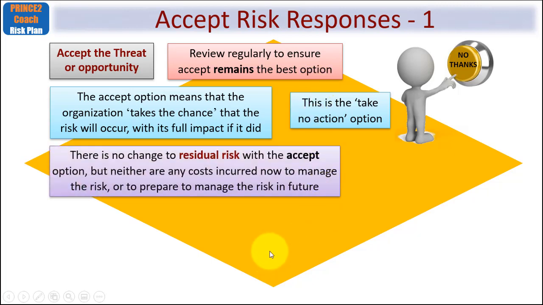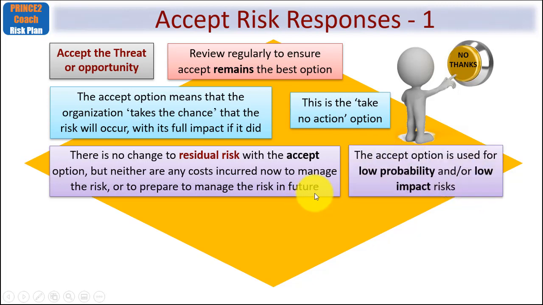Now, there is no change, of course, to residual risk, since you're doing nothing. However, neither are any costs incurred now to manage the risk or to prepare to manage the risk in future. So this is the zero option. It's also the zero cost, if you see my point. The accept option is normally used where you have a risk with low probability and/or low impact, where you can accept the consequences should it still occur. Of course, sometimes you have to accept risks simply because you can't do anything about them.